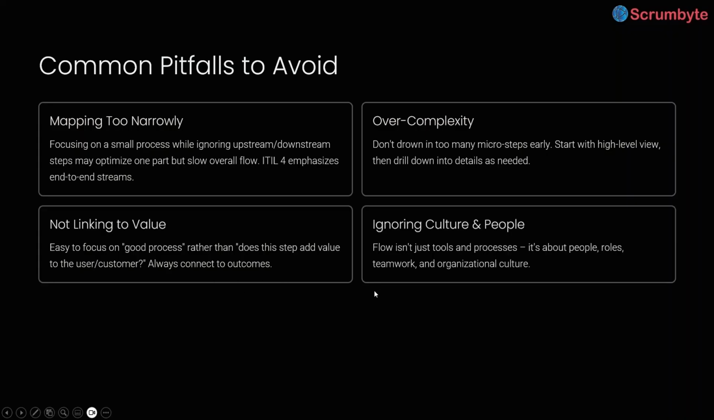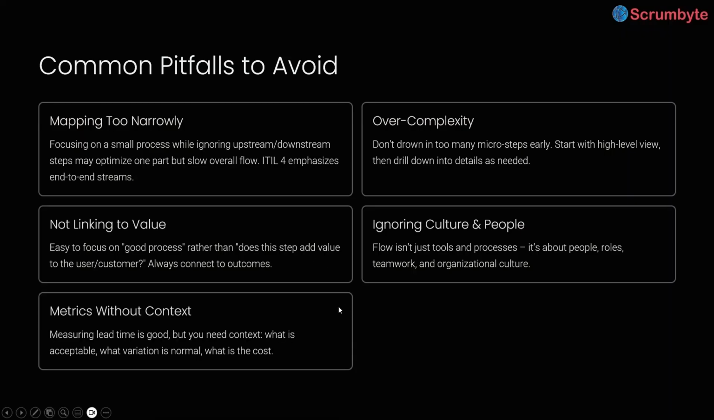Ignoring the culture and people, this is one thing that is most commonly overlooked. It is not only the tools and processes and your value, etc. It's actually about people. It's about the roles. It's about teamwork. It's about your organization. It's about your culture. Everything. All these things come into play, and you need to take care of all these things for you to have a successful value stream.